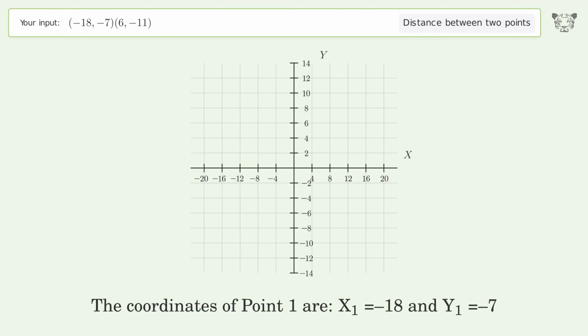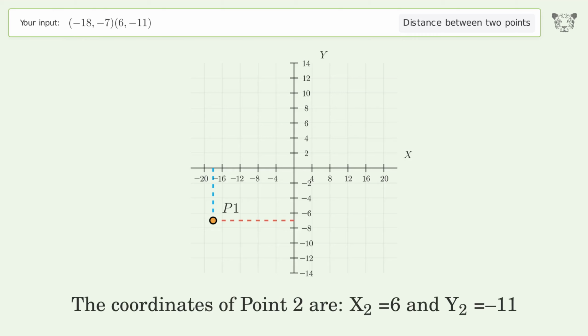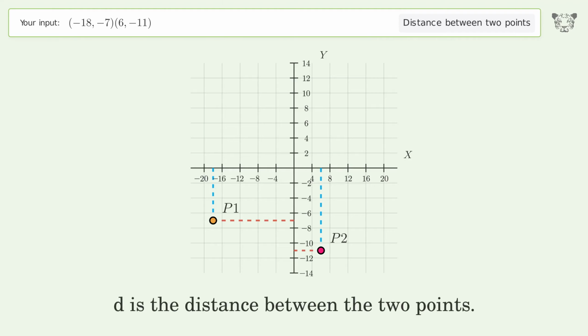The coordinates of point 1 are x1 equals -18 and y1 equals -7. The coordinates of point 2 are x2 equals 6 and y2 equals -11. D is the distance between the 2 points.